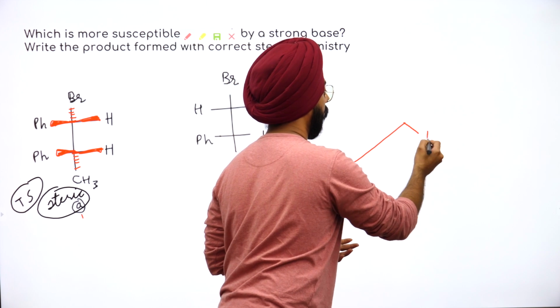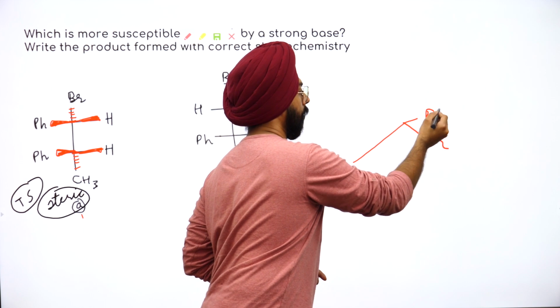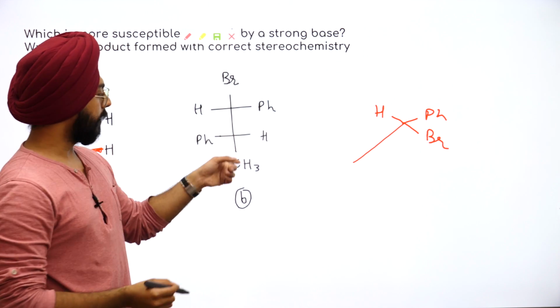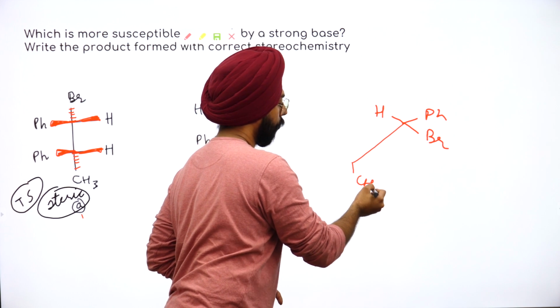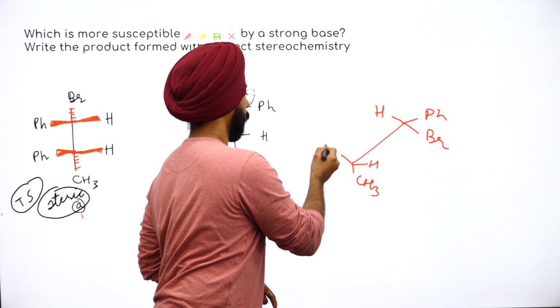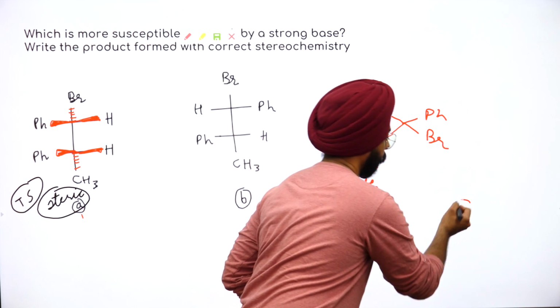On the bottom I'll have bromine. On the right hand side there is a benzene. On the left hand side there is a hydrogen. Yes. And यहाँ पे क्या बनेगा? Once again there's a CH3 over here at the bottom. On the right there is a hydrogen. On the left there is a benzene ring. Now let us make the Newman projection as well.